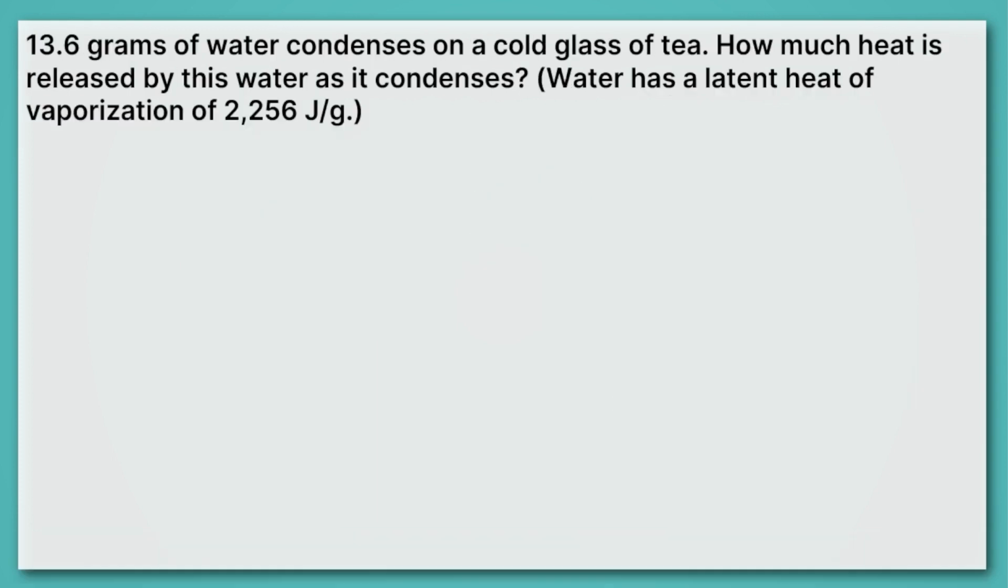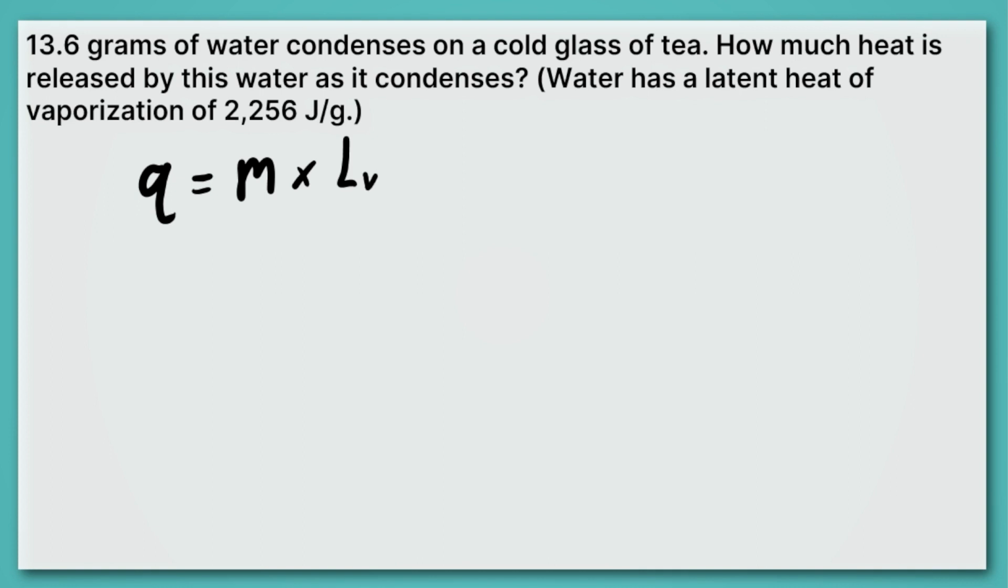Okay, now we'll solve a problem using our equation. This one says 13.6 grams of water condenses on a cold glass of tea. How much heat is released by this water as it condenses? Water has a latent heat of vaporization of 2,256 joules per gram. Well, the equation we can use says that Q is equal to mass times the latent heat, in this case, of vaporization. You can just substitute this, by the way, and have fusion. If you get rid of the V and you put F, then that's the same equation that we have for fusion. In this case, though, we'll keep our V because it's for vaporization. So let's put that V back on there.